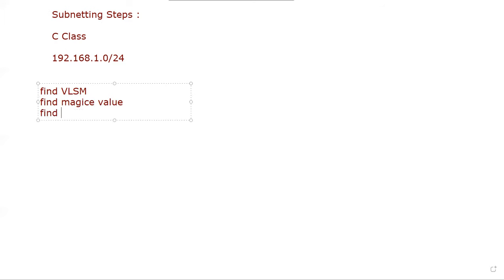Third step is find block size. Fourth step is number of networks. And fifth step is the number of hosts. Now, after number of hosts, we have one more command, like valid host. Valid host means valid IPs. So we have to solve these 6 things.